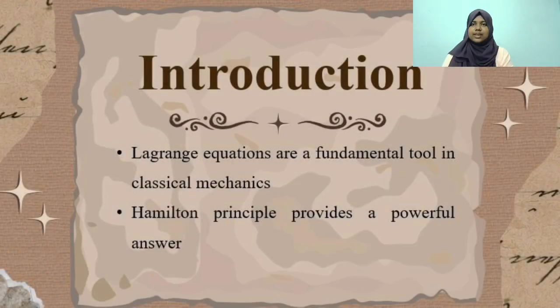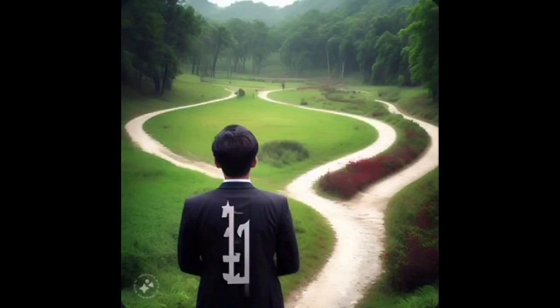and beyond. Lagrange equations are a fundamental tool in classical mechanics which allow us to describe a complex system in a unified and elegant way. But where do these equations come from? Hamilton principle provides a powerful answer here. So what is Hamilton principle? I will give you a simple example.